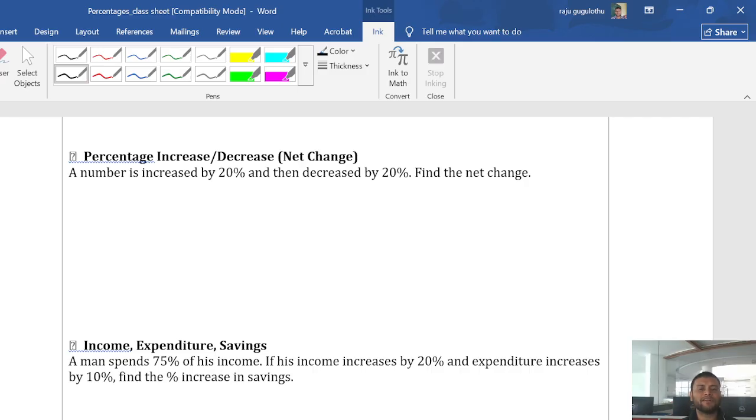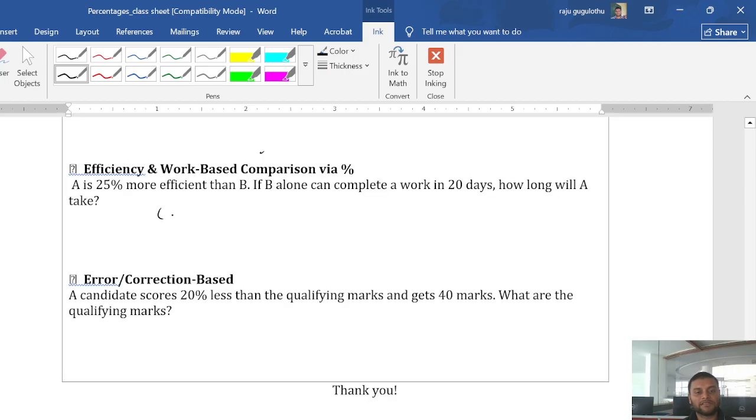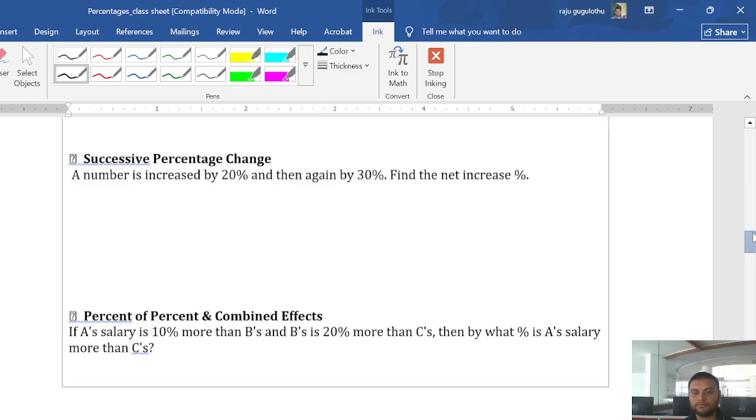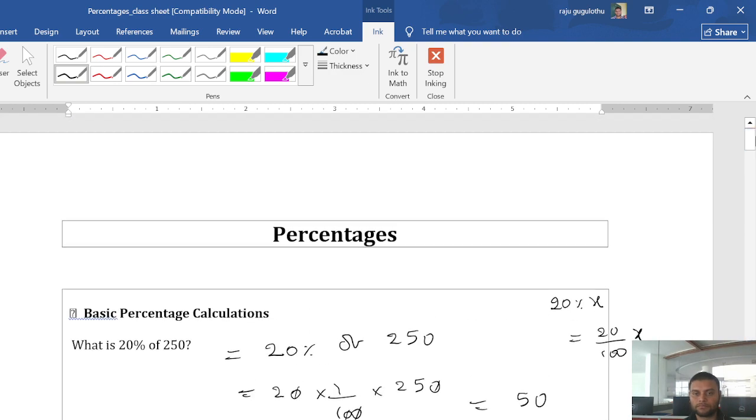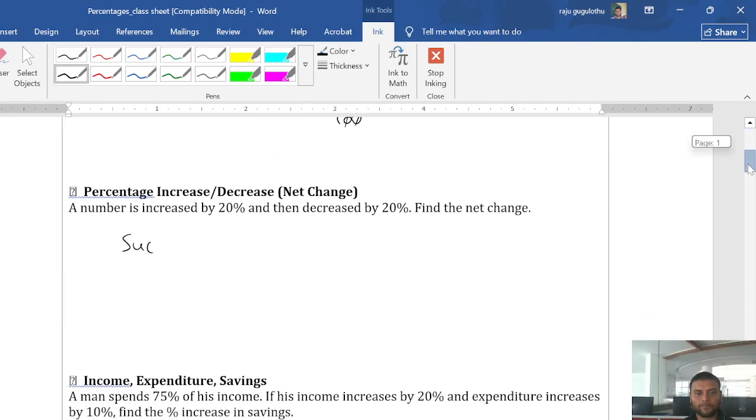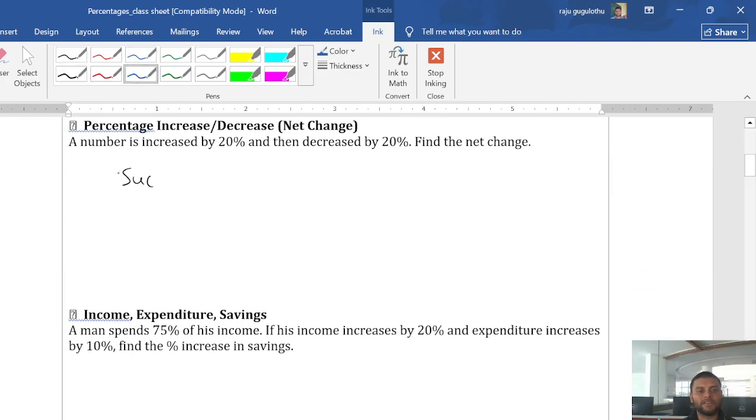So, my dear student friends, here they haven't given us a number. There is no need to assume a number and increase its value by 20% and decrease its value by 20 percentage. For this, we have two ways to answer. One formula is there, and that formula is called the successive change formula.